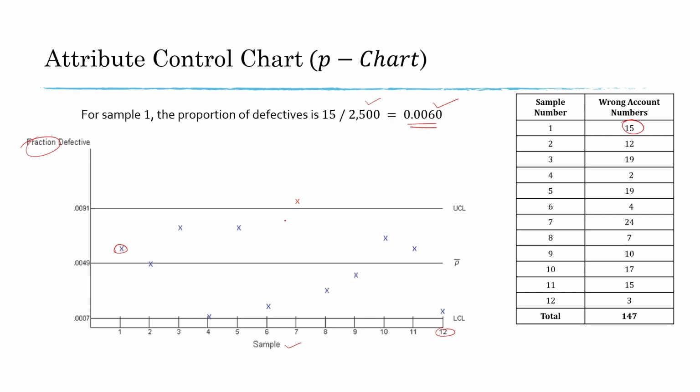What we can see from this graph is that sample 7 is above the upper control limit, and that means that the process is out of control. And this is how we calculate the upper and lower control limits for attribute control P chart.